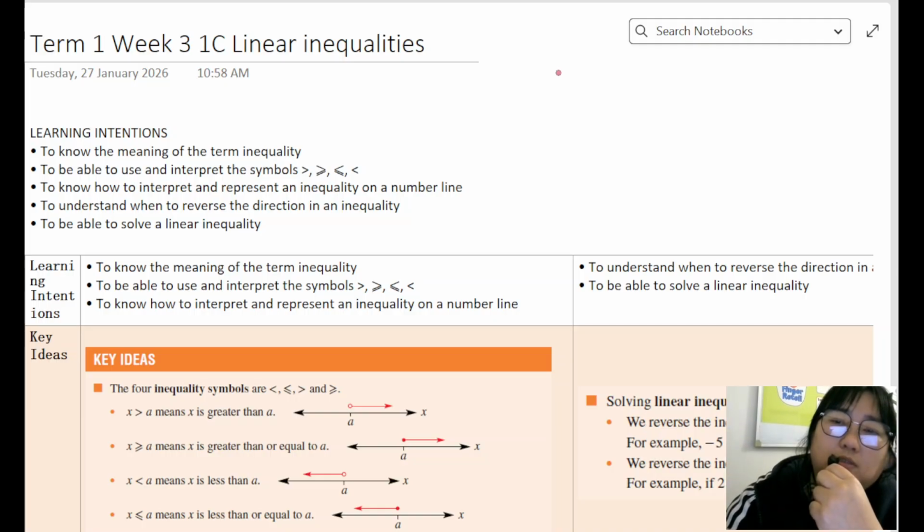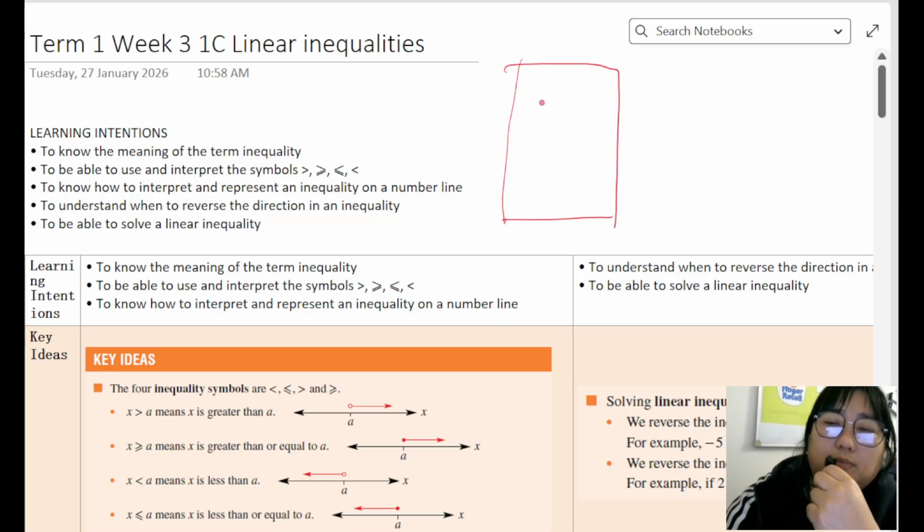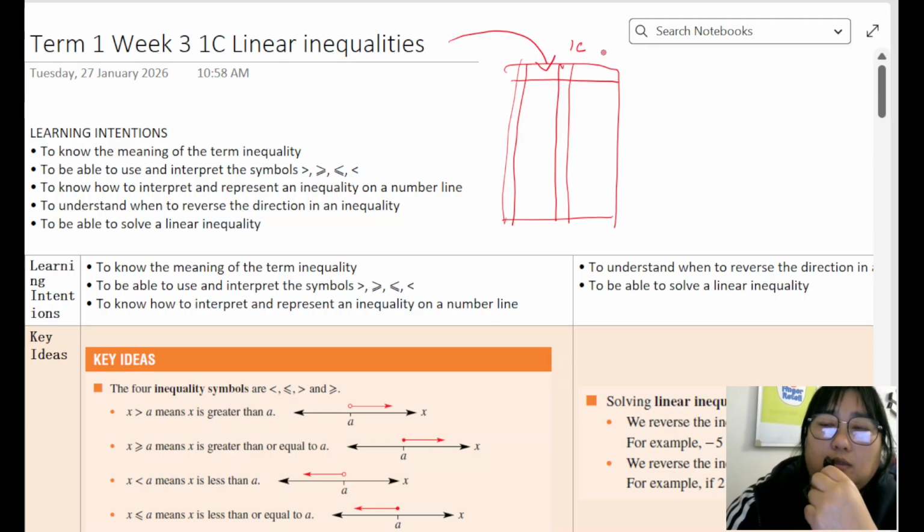First, I request the same thing. You have your A4 size math notebook. Draw the top row and draw these two margins here. Write down your title 1C in the title here, and also the date.